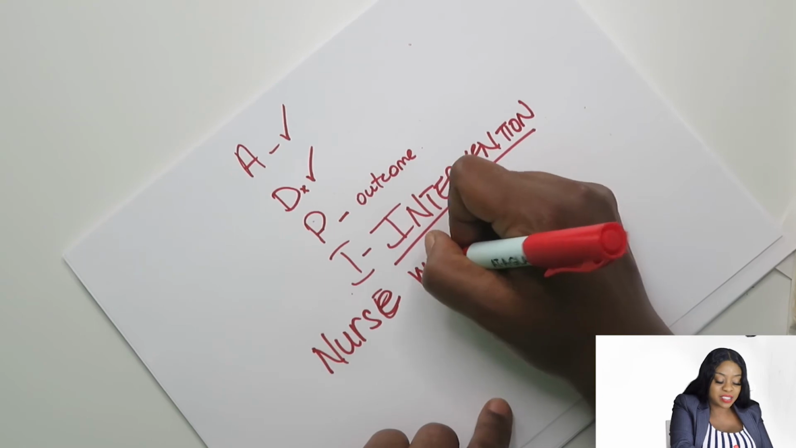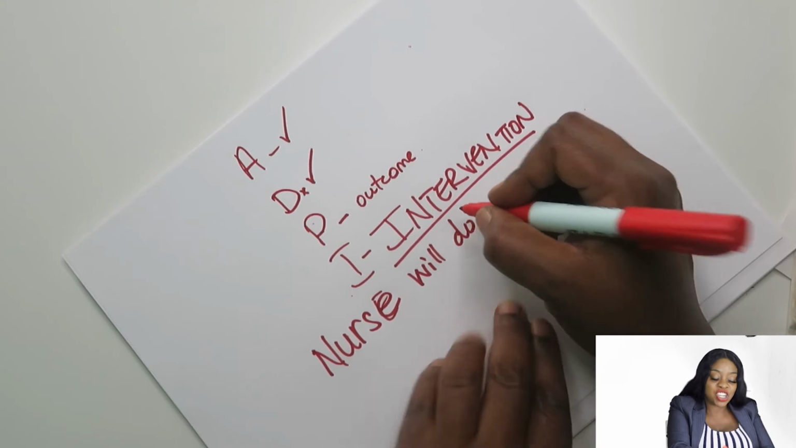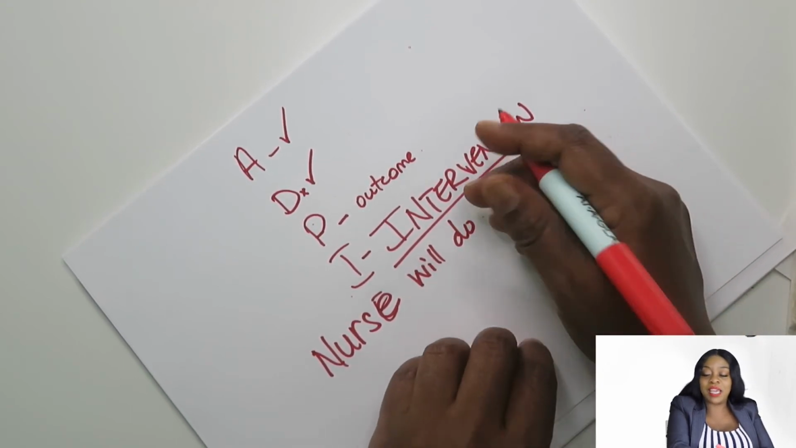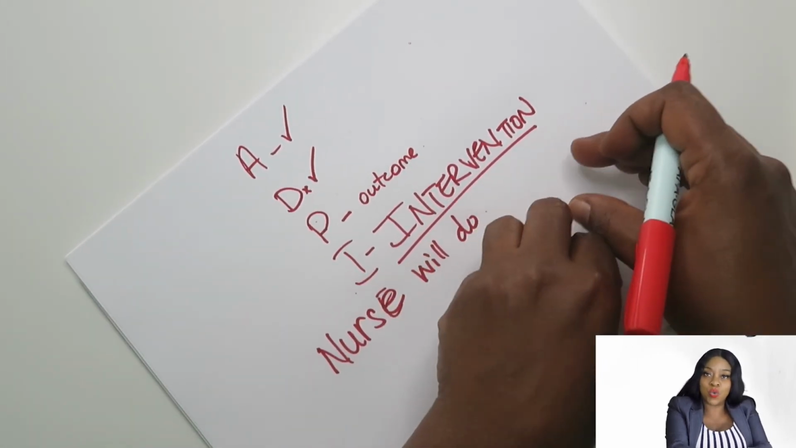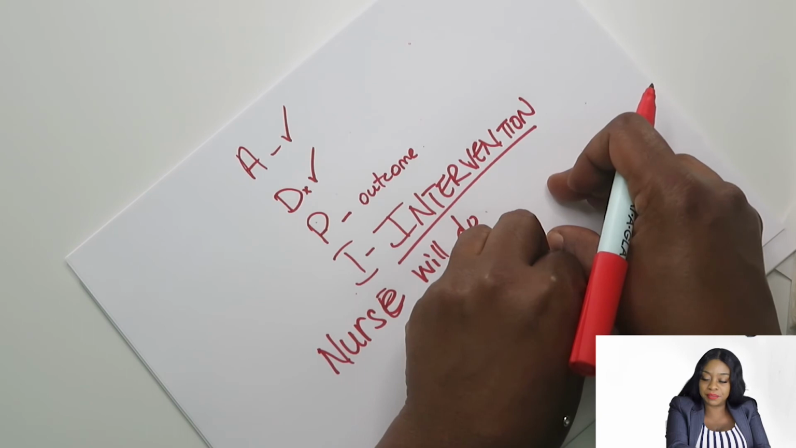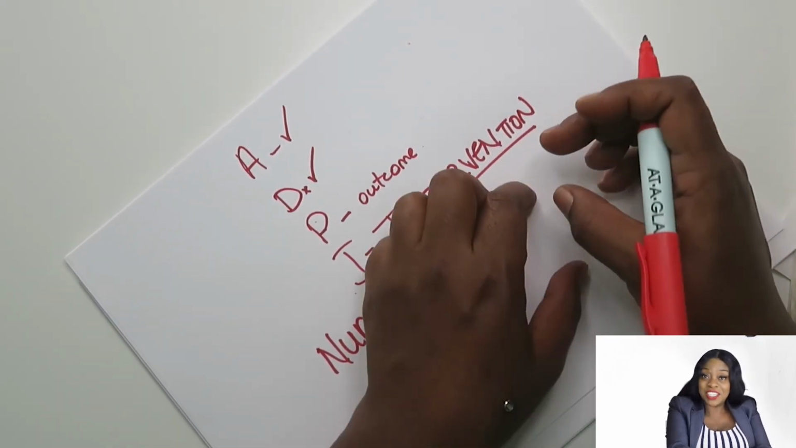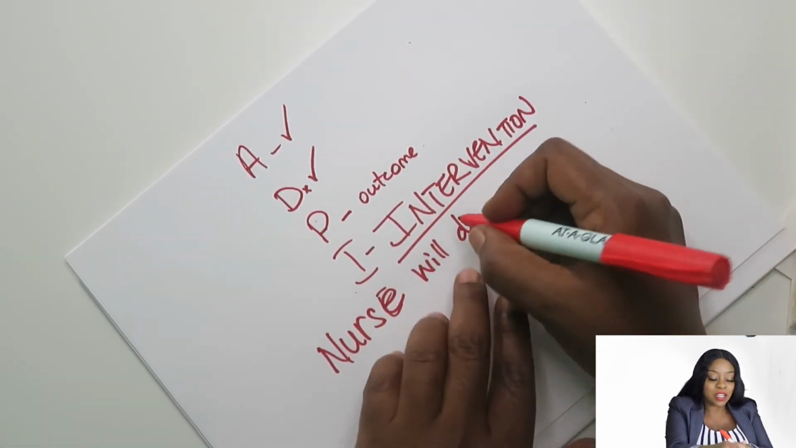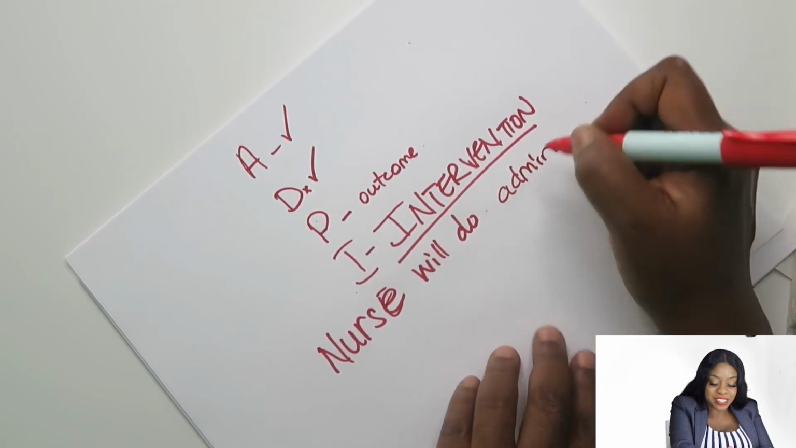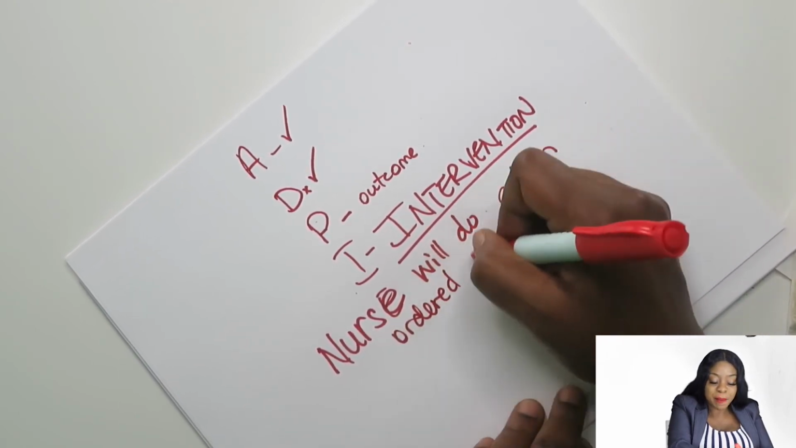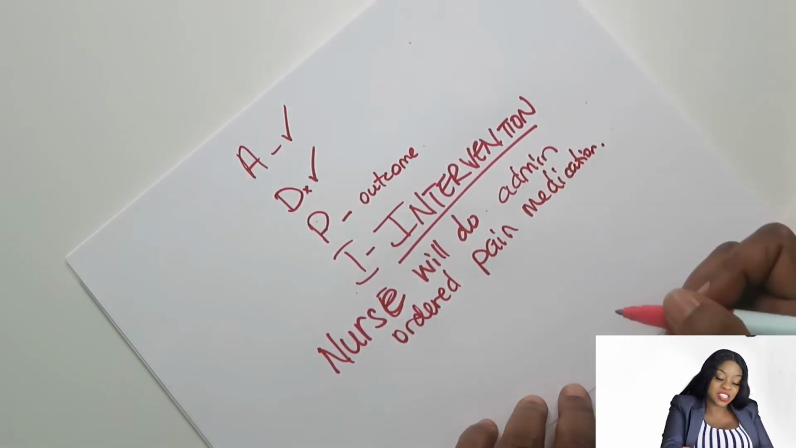Right? This E just came in handy. It really was for evaluation. So we're going to talk about what the nurse will do, because that's what we mean by nursing intervention. What will the nurse do that will move the patient toward achievement of the outcome? Right? So what did we need the patient to accomplish? We needed a reduction in pain. So what the nurse will do is administer, for example, the ordered pain medication. That could be one of the things the nurse does.